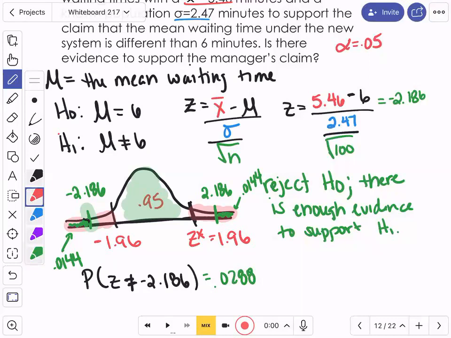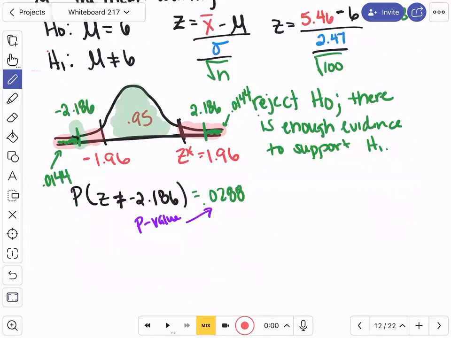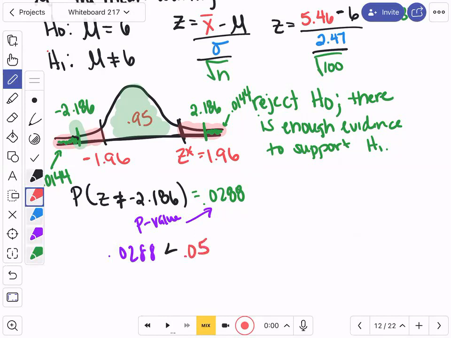And so what happens now is this: when we compare it, our alpha value is 0.05. This value right here is the p-value. You've just calculated the p-value, the unlikelihood value. So I'm going to compare that 0.0288, that's less than 0.05. It's less than the unlikely value. Because it's less than the unlikely value, guess what we do again? We still reject H0. We're rejecting the null hypothesis here because my p-value is less than the alpha value.